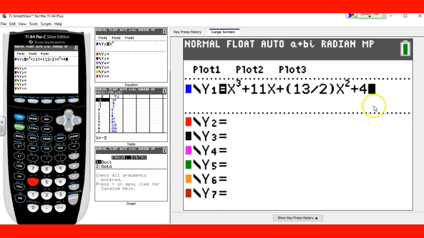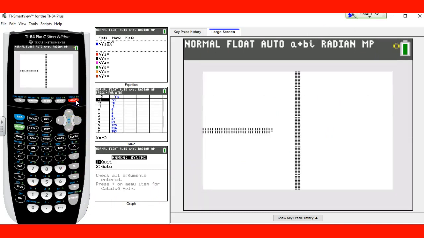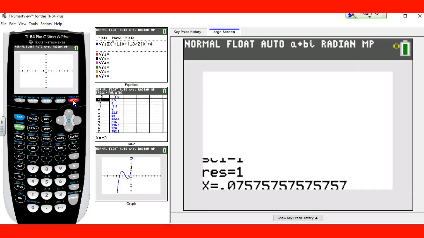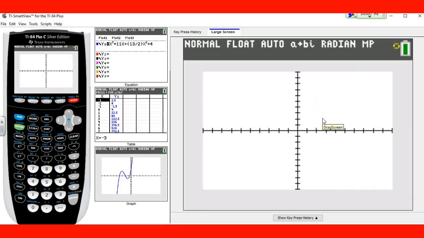All right, so you want to put the equation in your calculator like so, then we're going to hit graph and let this thing graph our function. I'm going to zoom in on this and change my window specs for you guys. So I changed those window specs so we'll have a better view of our function.